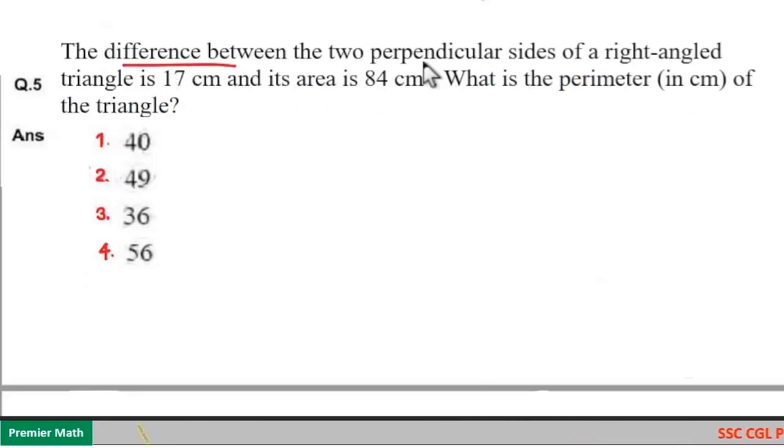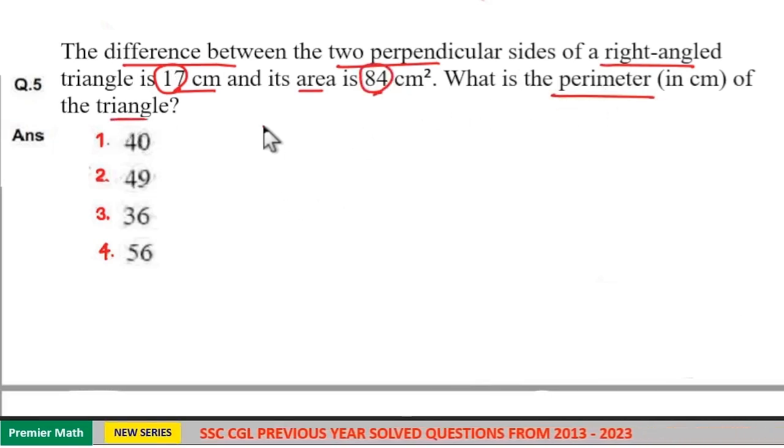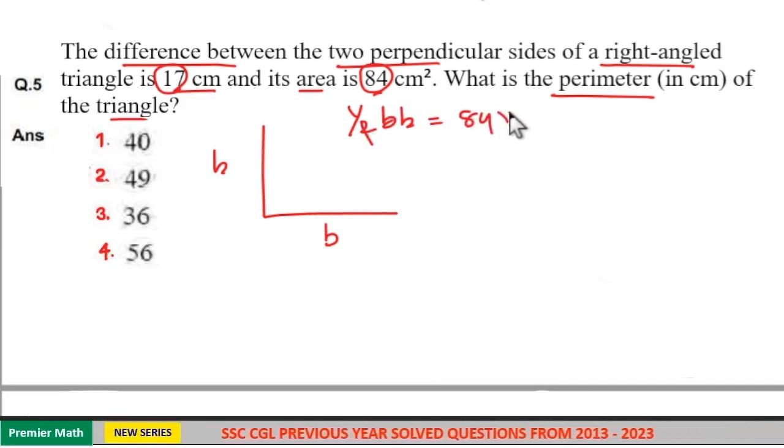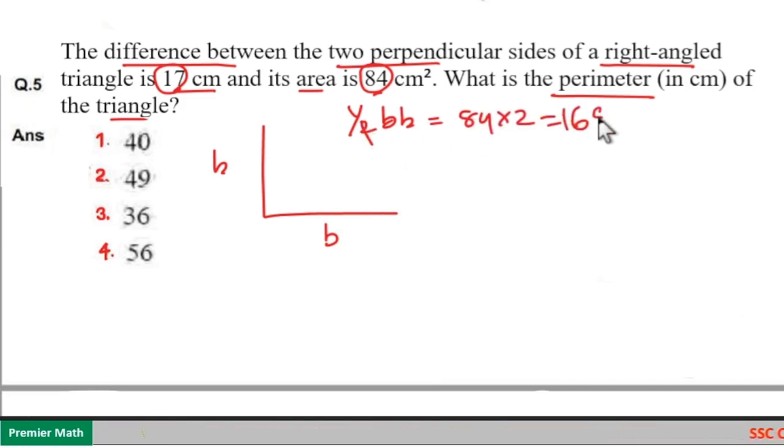The difference between two perpendicular sides of a right angle triangle is 17 cm and its area is 84 cm square. What is the perimeter of the triangle? Here the difference between the two perpendicular sides, that is between B and H, is 17 cm, and area, half BH, is equal to 84 cm square. So BH is 84 into 2, 168 cm square.